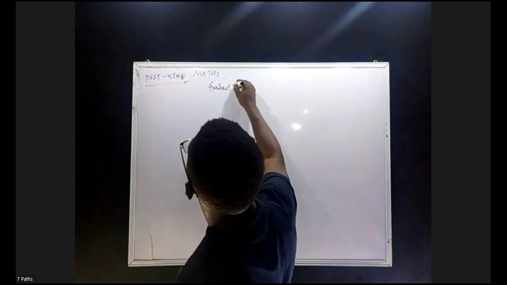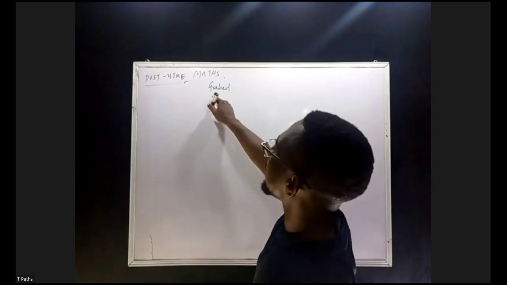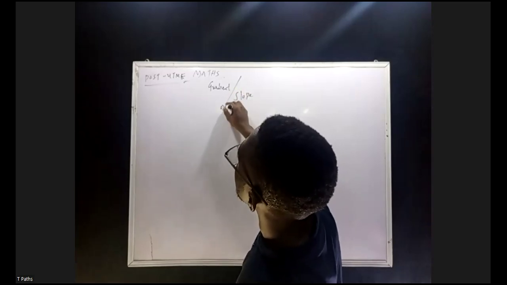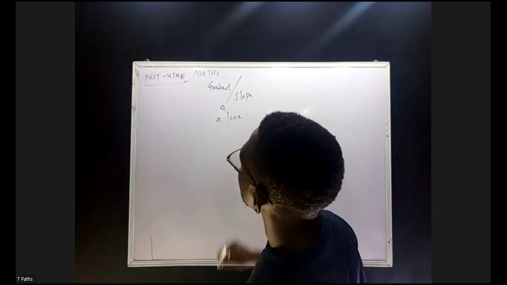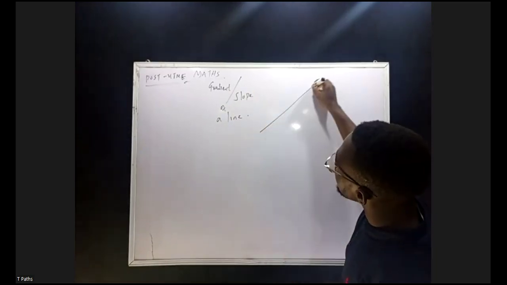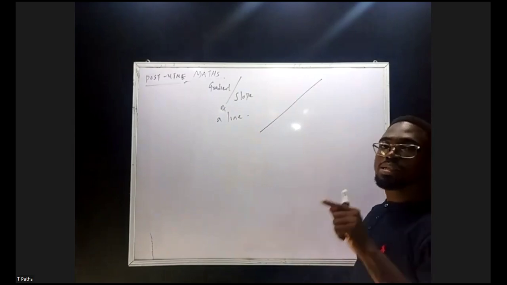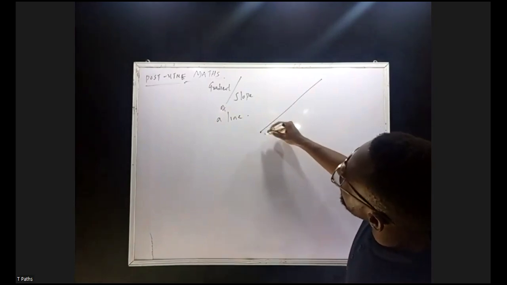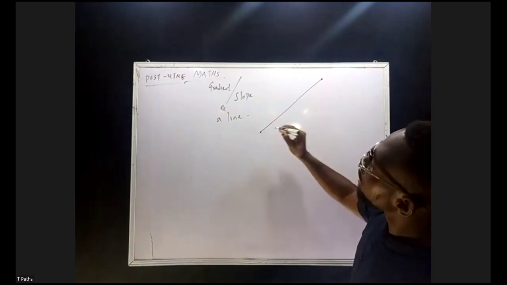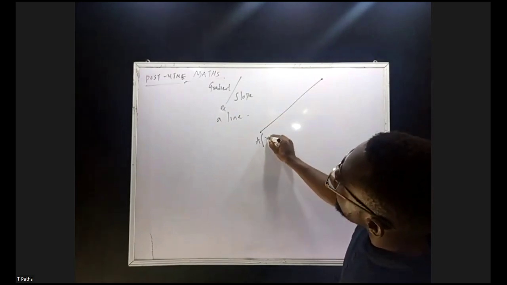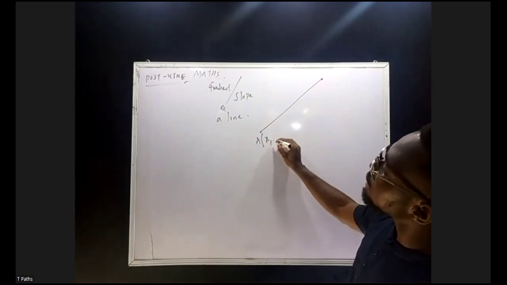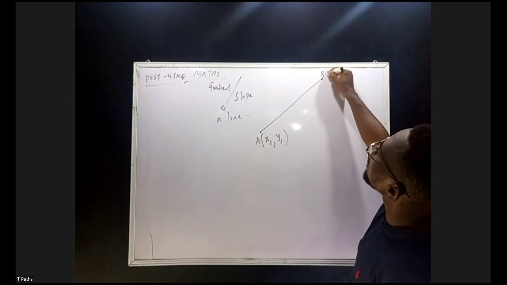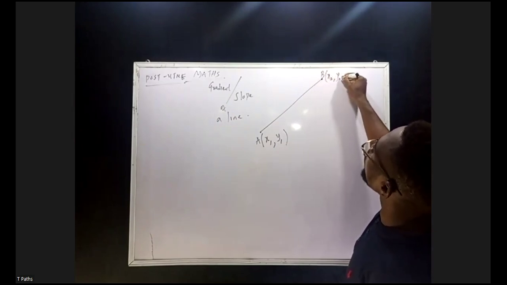There was something I called gradient. I said this gradient can also be called what? Slope. Gradient or slope of a line. Let's say this is a line connected by 2 points. Let's say this is point A. This point A will have its coordinates as x1, y1. Point C will have its coordinates as x2, y2.